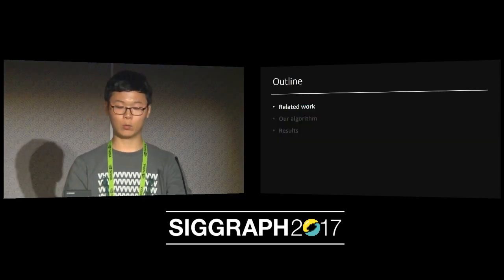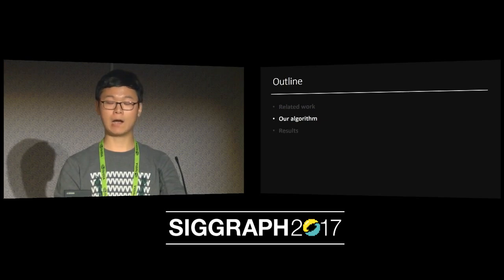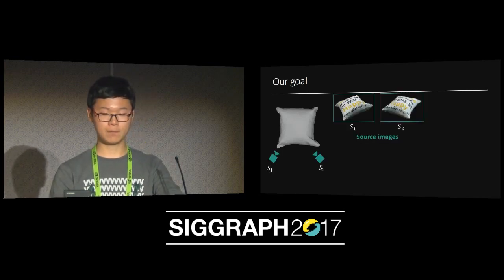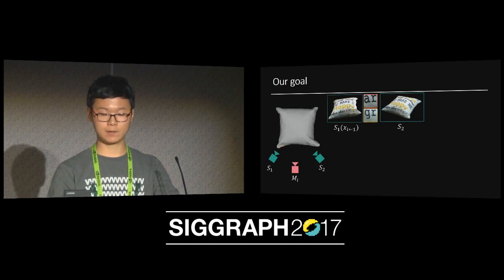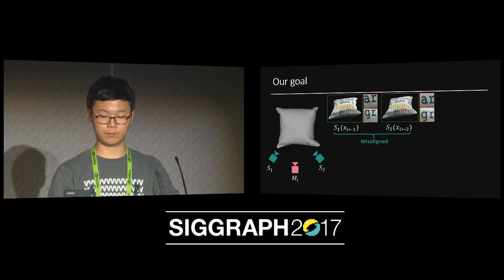So that's the related work. Now let me talk about our algorithm. Let's look at the problem again by studying a simple case. Here we have a rough geometry and two input images, S1 and S2. We illustrate the texture mapping process from a novel view. First, we project the image S1 to a novel view and get the projection. And then also, we project the image S2 to the novel view.